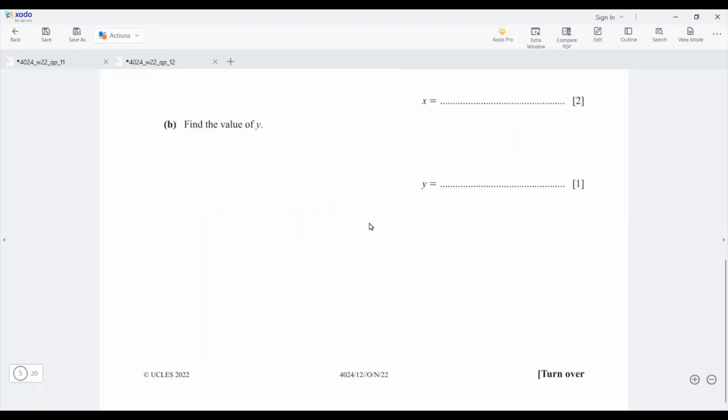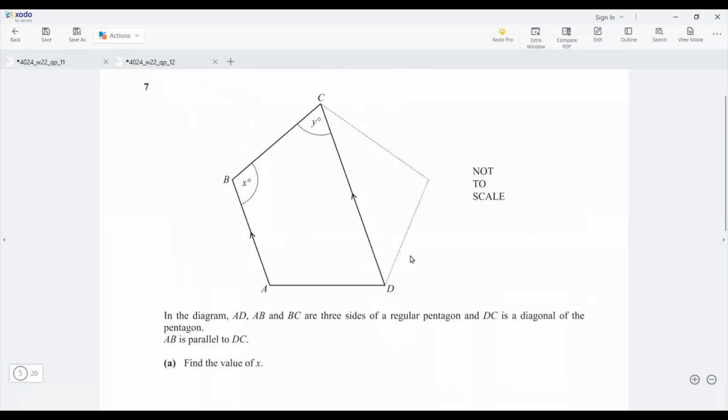So moving ahead to the next type of question, which is related to angle properties. They are mentioning it's a regular pentagon. Pentagon means 5 corners, and regular means all of the sides are equal. If all of the sides are equal, all of the interior angles are equal. Means if this is x, this must also be x, and this is also x, and this is also x. So a regular pentagon means all of the angles are equal and all of the sides are also equal.